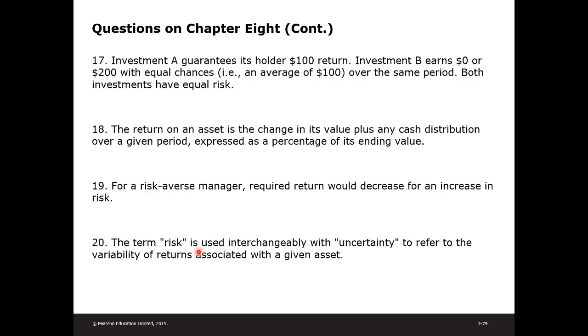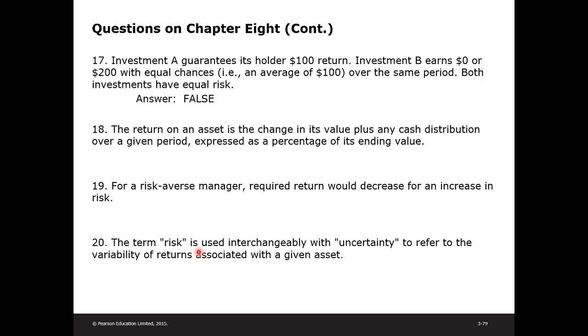let's solve some true and false questions. Investment A guarantees its holder a $100 return, and investment B earns 0 or $200 with equal chances, an average of $100 over the same period. Both investments have equal risks. Of course, this is false because investment A is a guaranteed investment and the other has a probability of earning nothing. So investment B is considered riskier than investment A.